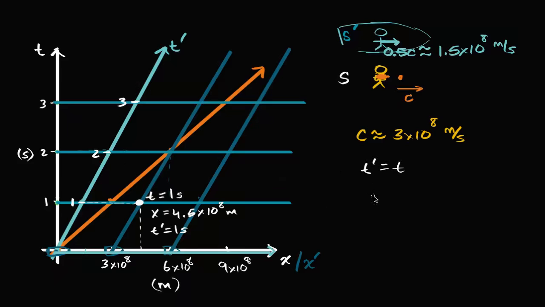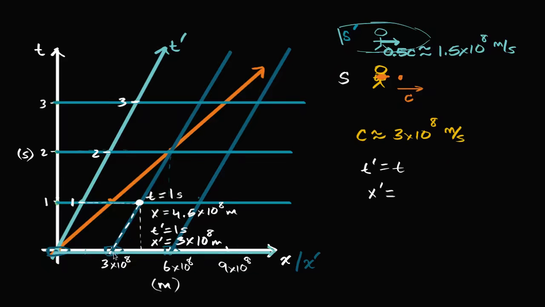But what is x prime going to be equal to? To figure out x prime, you go horizontal to the t prime axis and see where you intersect the x prime axis. And you see that it's 3 times 10 to the 8th meters. And hopefully this makes intuitive sense. If it doesn't, pause the video and really think about it.